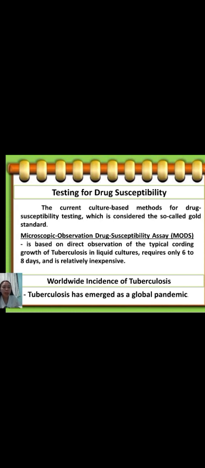So, worldwide incidence of tuberculosis. Tuberculosis has emerged as a global pandemic. It is estimated that 9 million people develop active TB every year, and that infection results in more than 2 million deaths annually. Worldwide, the incidence of TB per capita is falling at 1%. However, the world population is growing about 2% a year. Therefore, the total number of TB cases is still rising. So I have a short video clip.